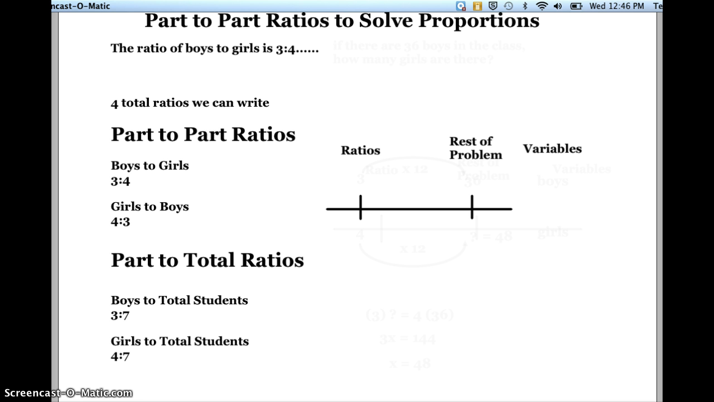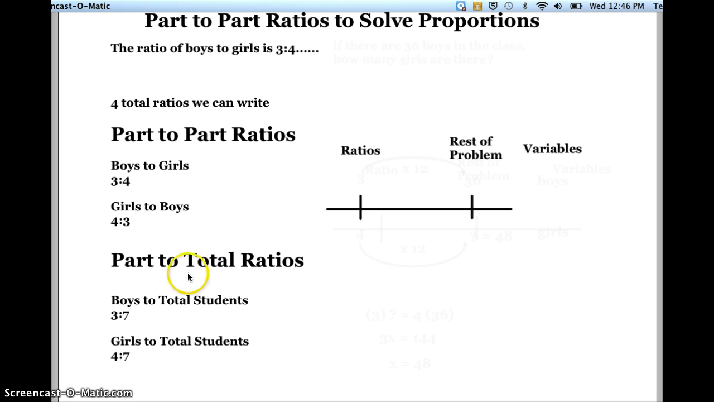The ratio of boys to girls is 3 to 4. I have the rest of the problem hidden because I want to talk about the types of ratios I can write from the information I have so far. There are two part-to-part ratios, boys to girls, which is 3 to 4, and girls to boys, which is 4 to 3. And I have two part-to-total ratios, which is boys to total students, which is 3 to 7.